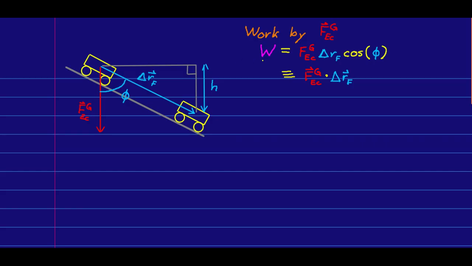Let me first just show you that there's another way of understanding this work done by the gravitational force in this case. So notice that this angle phi between the force and the force displacement is the same as this angle phi right here. And that tells us that this h is just the magnitude of the force displacement vector times the cosine of phi. But that's right here. And so that means this is h, and this force magnitude is just mg. And so I can write that the work done by the gravitational force here is just mgh.